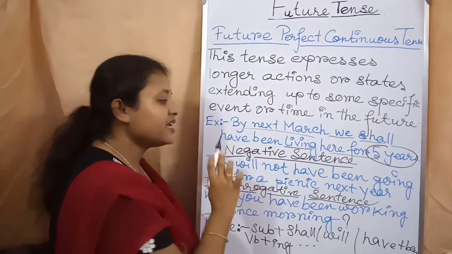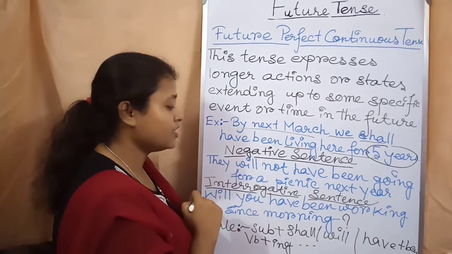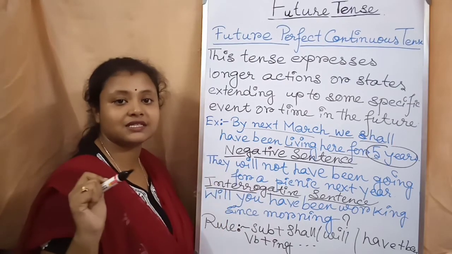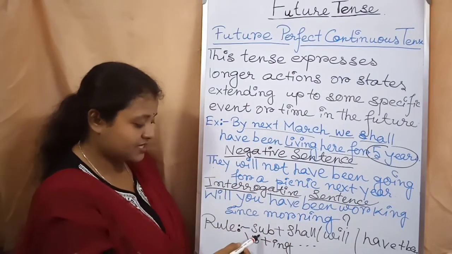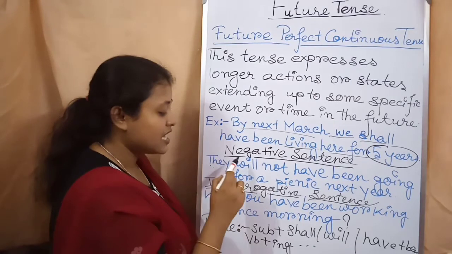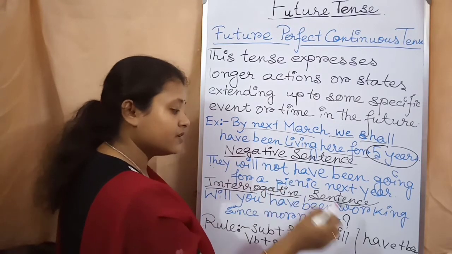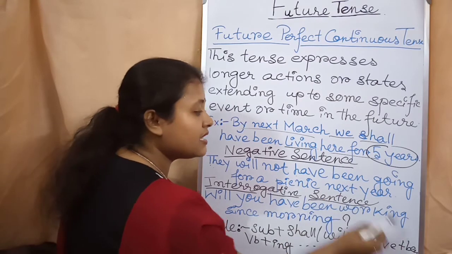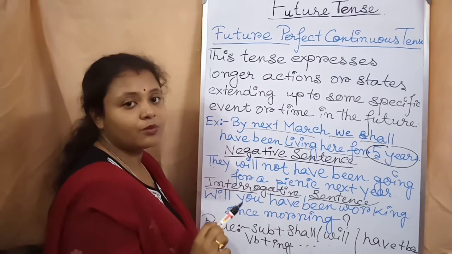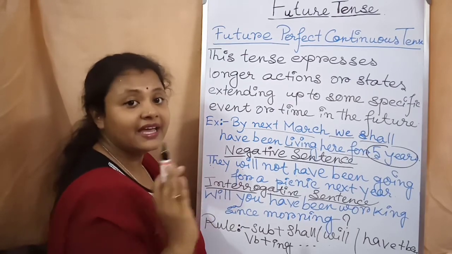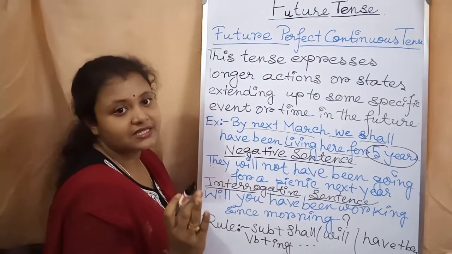Okay, in the negative sentence, how will you write this? They will not have been going for a picnic next year. At first I have said subject. Here lies the subject. After that, shall or will, I told you. Then have, then been. After that, verb plus ing, the present form of the main verb, going. After that, the rest of the sentence.